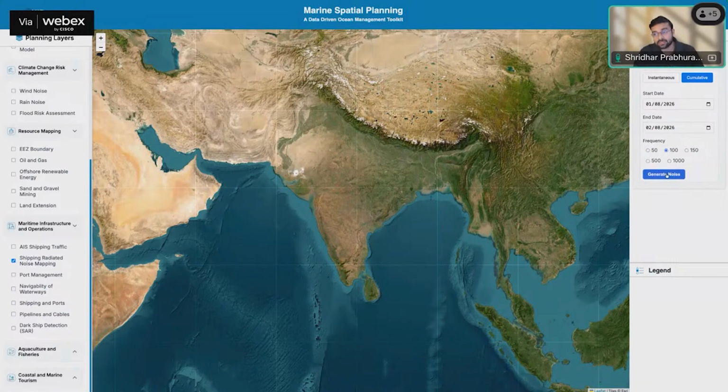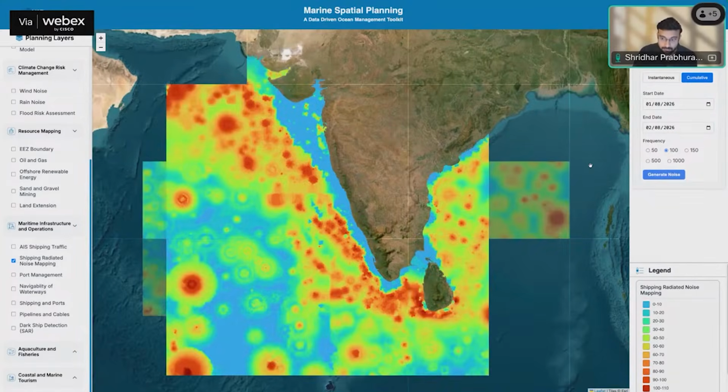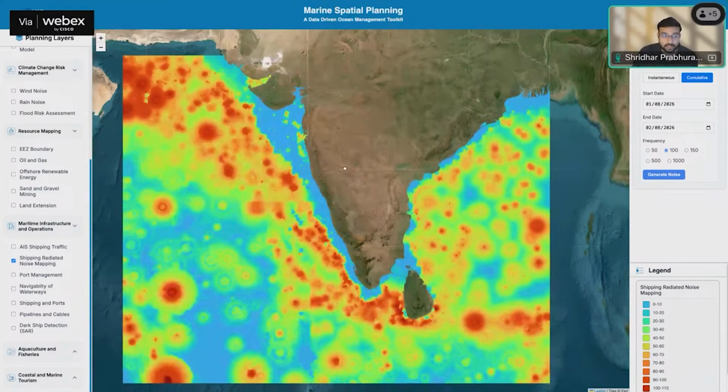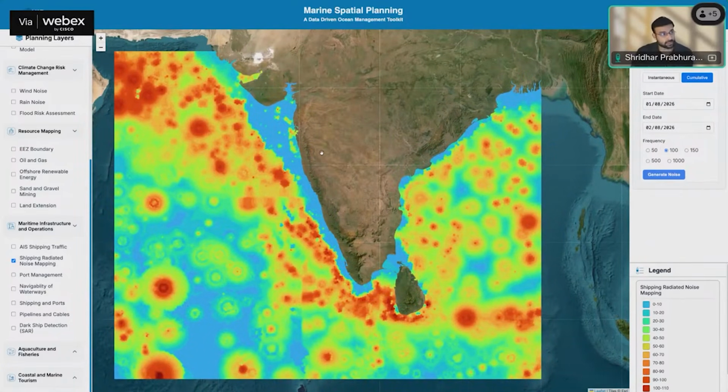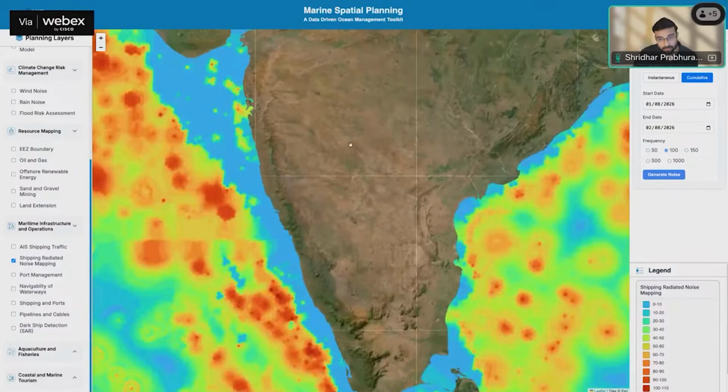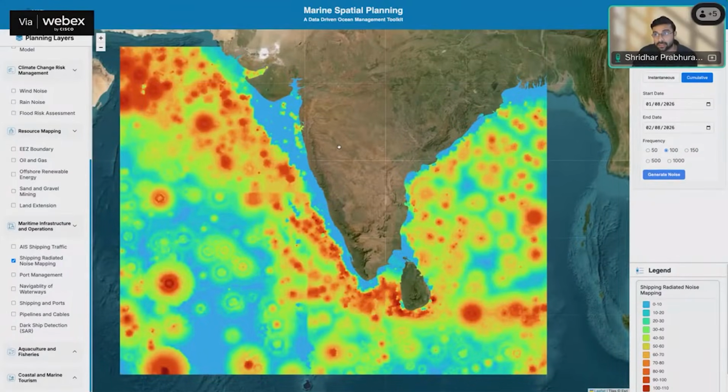So as a user, you can essentially identify the date for which you want the cumulative noise, and of course the frequency range for which you would want the shipping noise. Now, if I click on generate, realistically, it will take a few more minutes than what we showcased here.